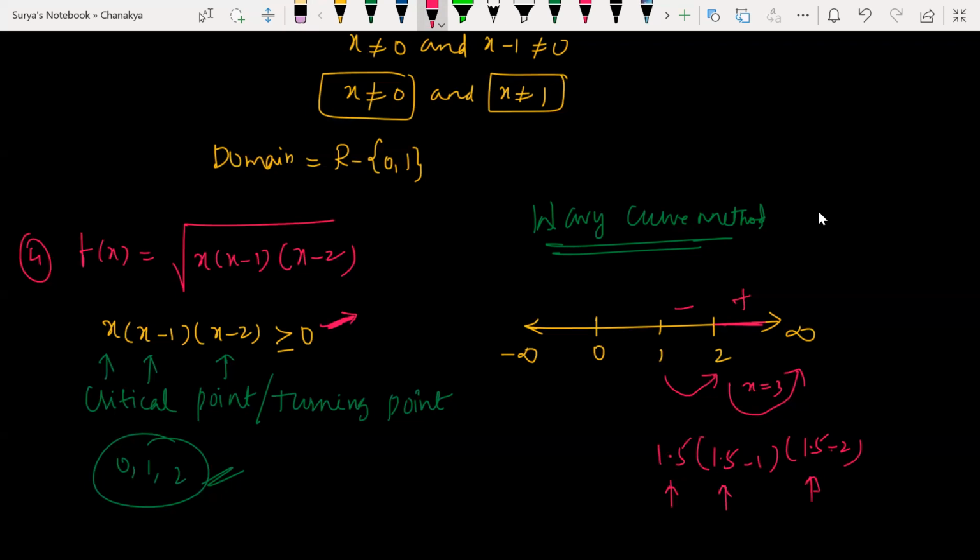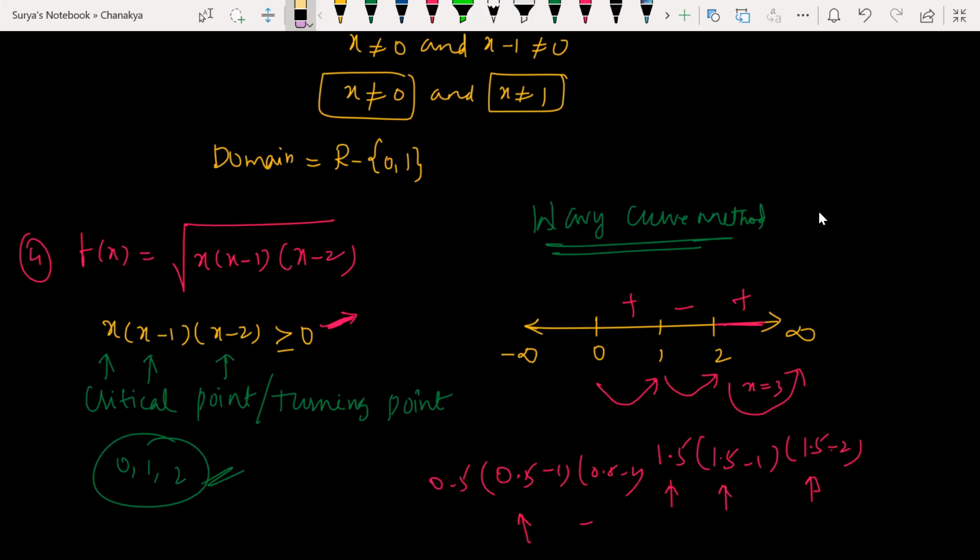I'm just telling you the simplest way to solve the domain questions by using the Wavy Curve method. Now substitute any value between 0 and 1. Let's say 0.5. Substitute 0.5 in the given expression. 0.5 into 0.5 minus 1 and 0.5 minus 2. So positive, negative, negative. So positive here. Yes or no?